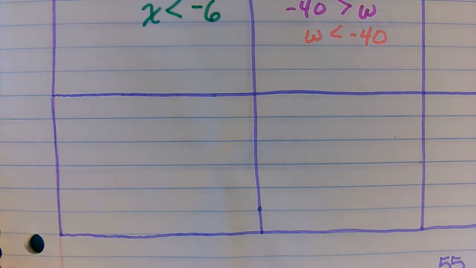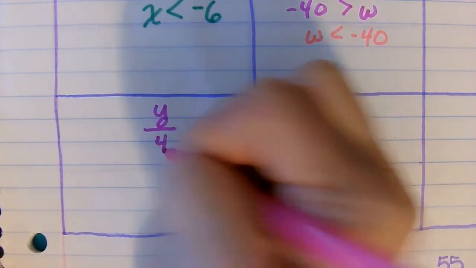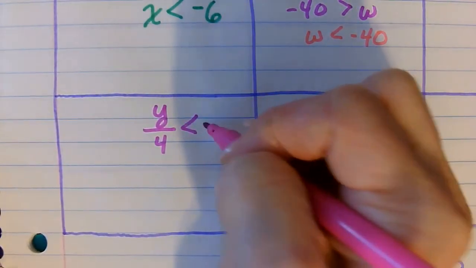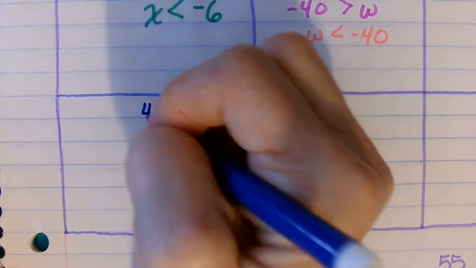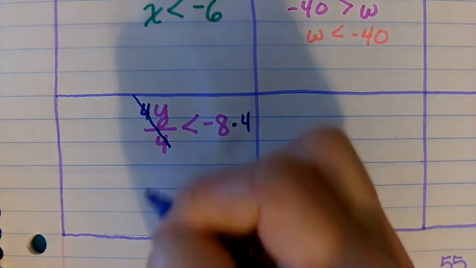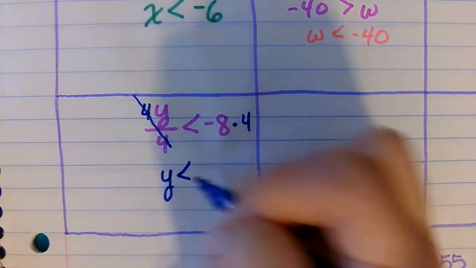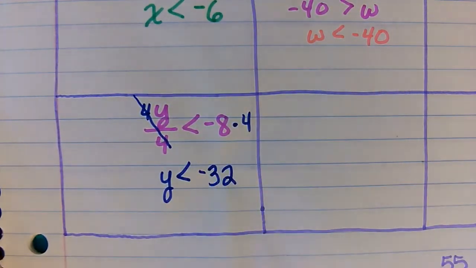All right, 2 more examples before we stop for a moment and practice. So let's go with y divided by 4 less than negative 8. The opposite of divide by 4 is times 4. So we put a 4 up here and slash through these here. We put times 4 here. Bring down our y, bring down our less than. Negative 8 times 4 is negative 32.